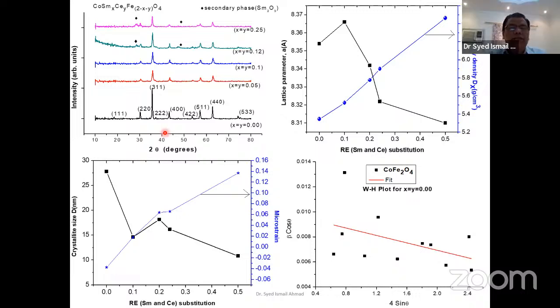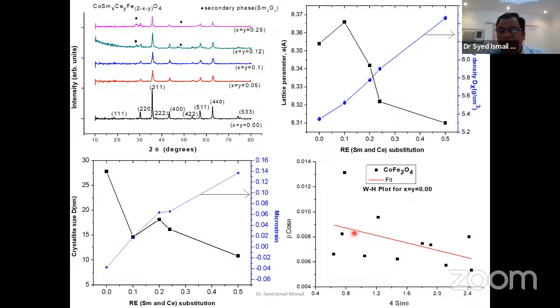In the discussion, we have here the XRD. They have observed a shift: the lattice parameter has been increased and then decreased. The X-ray density goes on increasing due to the peak shift. The crystallite size decreases due to the substitution of rare earth metals.